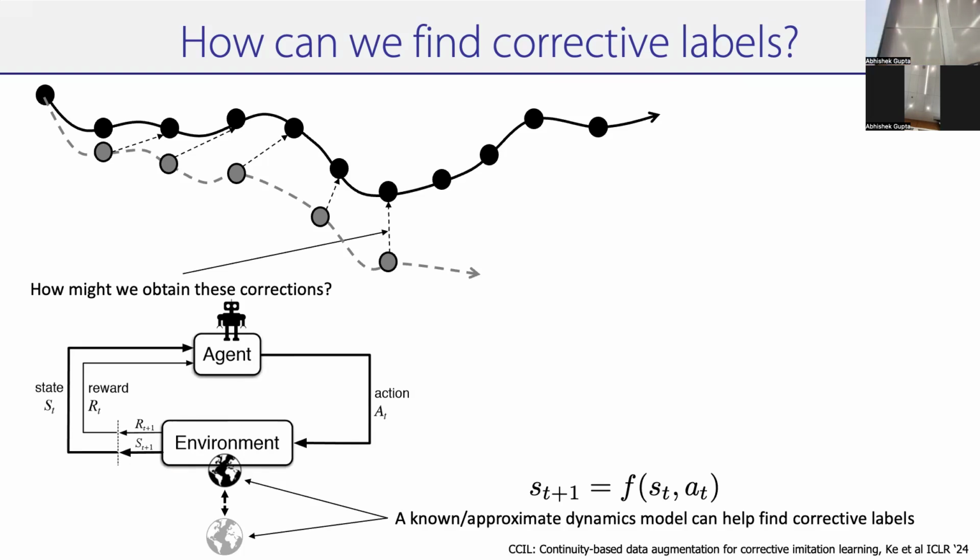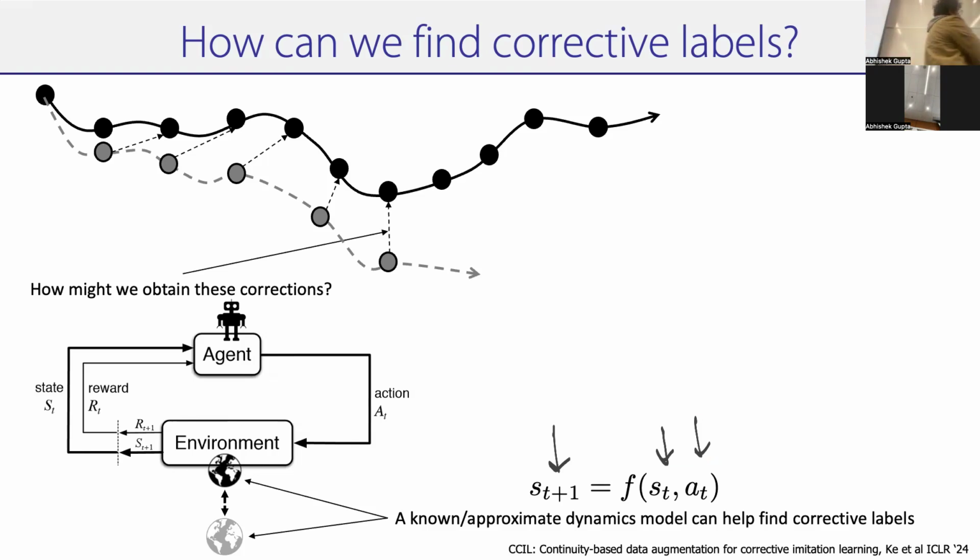The key object that we're going to use for that is the idea of a dynamics model, the same thing as a world model, right? It's something that takes in your state and your action, and predicts your next state. And so we're going to try and use a world model in order to figure out how to go back to the optimal data.